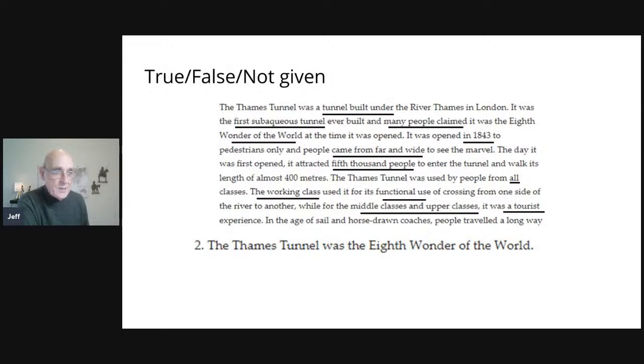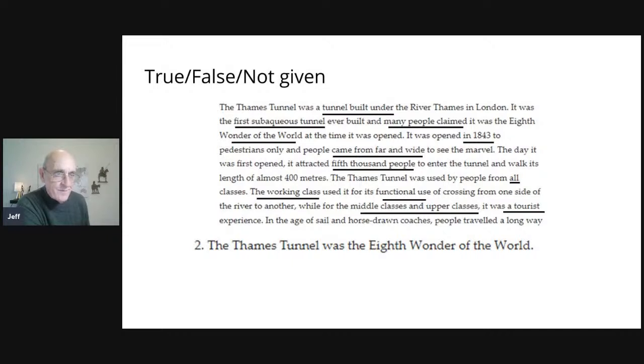So let's take a look at our passage, and we do find the 8th wonder of the world. And what does it say? What does the passage say about the 8th wonder of the world? We underlined it. It says many people claimed it was the 8th wonder of the world. So there's our answer. So is this answer true or false?